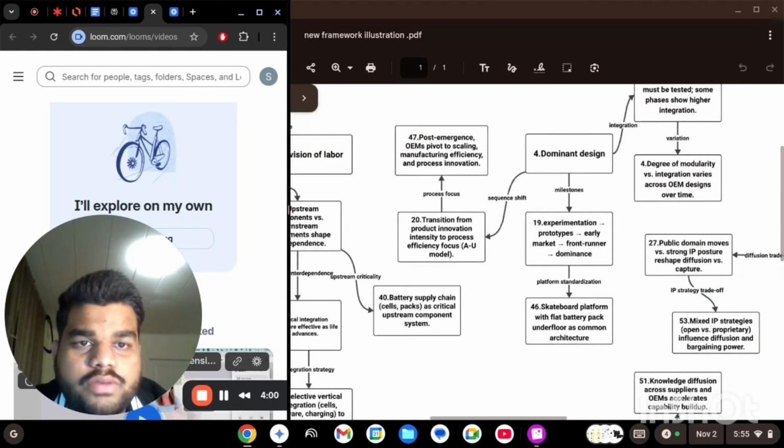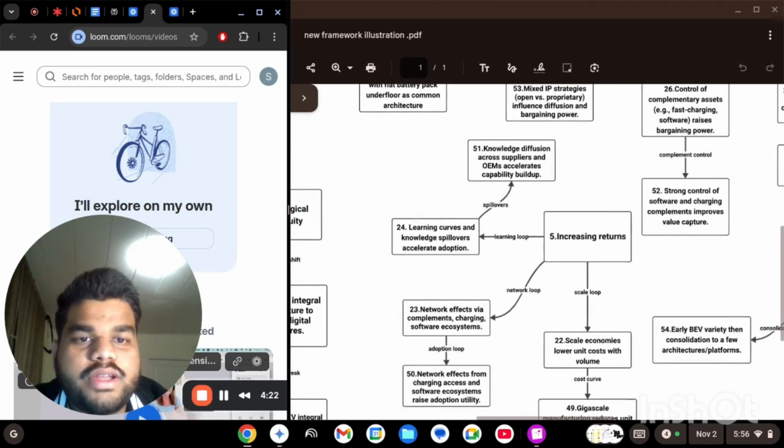And the fourth one is dominant design. This is the main milestone, from experimenting with prototypes to front runner dominance. This platform standardization is like the skateboard platform, common to every electric vehicle. The post emergence phase has OEMs pivoting and scaling manufacturing efficiency. This focuses on the transition from product innovation.